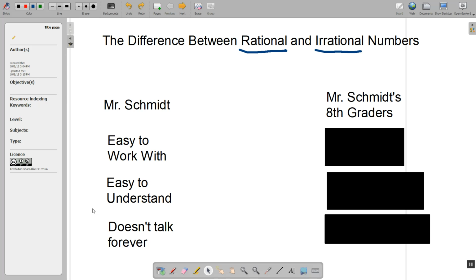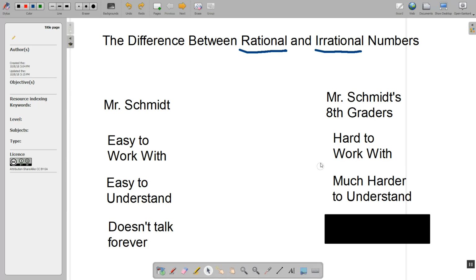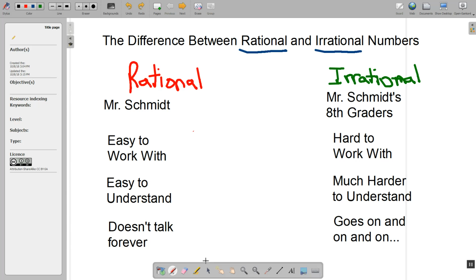Now, for contrast, Mr. Schmidt's 8th graders, okay, they are sometimes very hard to work with. Occasionally, they're very hard to understand, depending on the topic. And then, of course, the most important one is sometimes they go on and on and on, over and over. So I want you to think of Mr. Schmidt as a rational number, because Mr. Schmidt has a lot of the characteristics that rational numbers have, and he's also a very rational person. By contrast, Mr. Schmidt's 8th graders frequently are very irrational, and they have some of the same characteristics that irrational numbers have. So let's get into a little bit more of the math examples. And if you're curious, yes, I'm joking.